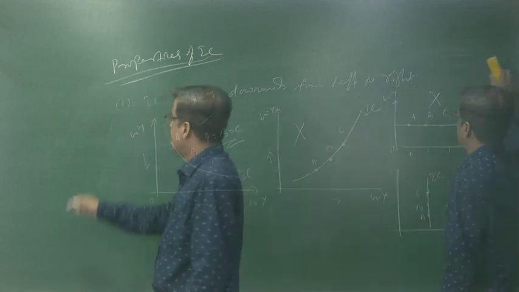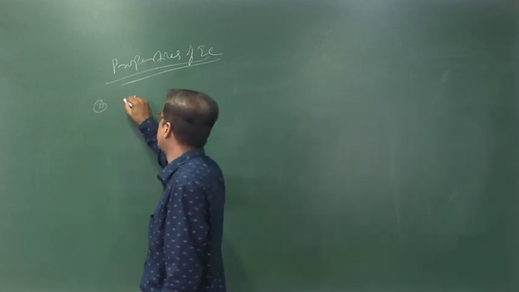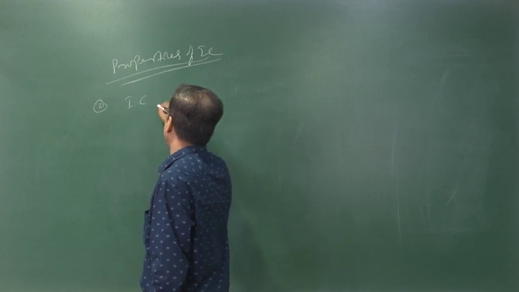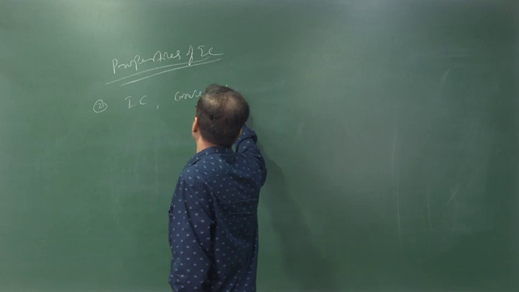Move to the second property: the indifference curve is always convex to the origin.